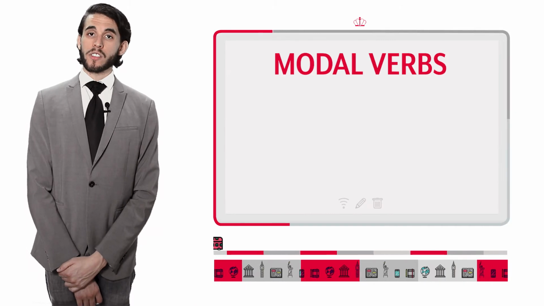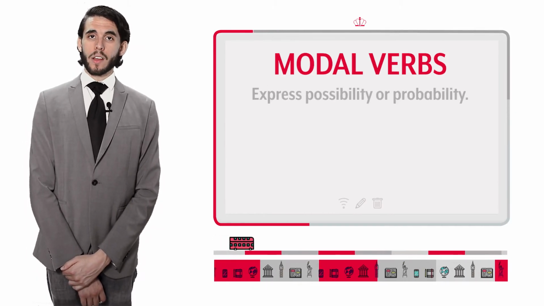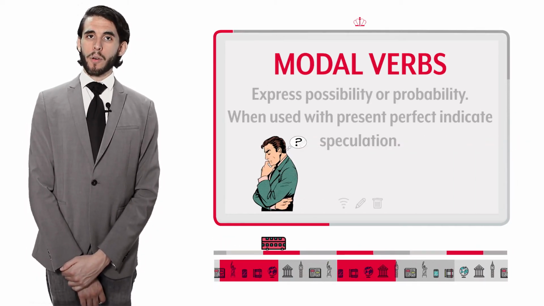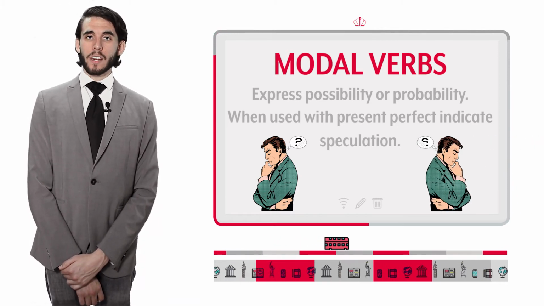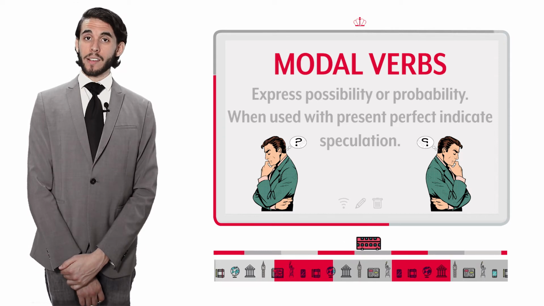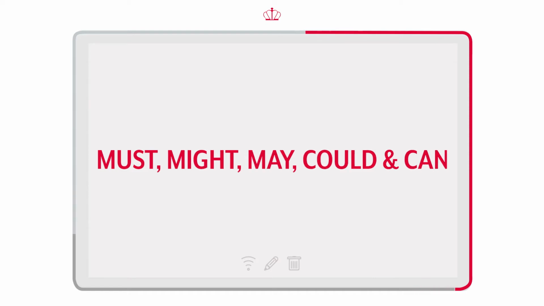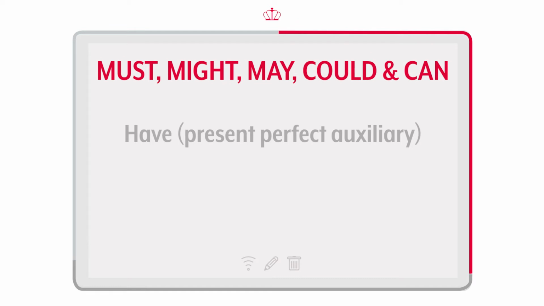Modal verbs express the possibility or probability. When used with the infinitive form of the perfect, have plus past participle, modal verbs indicate speculation about things in the past. For the modals must, might, may, could, and can, the present perfect auxiliary is have, and the past participle verb is been.